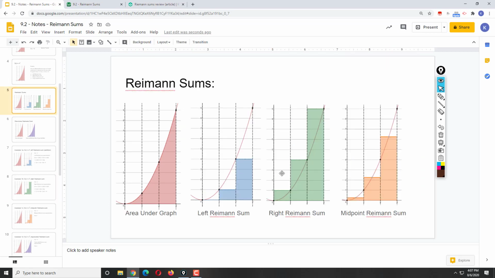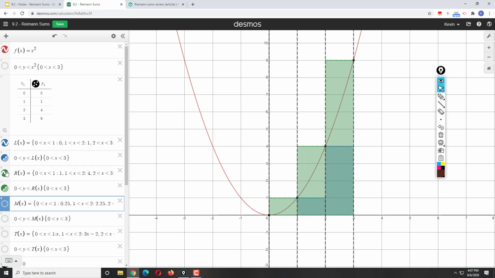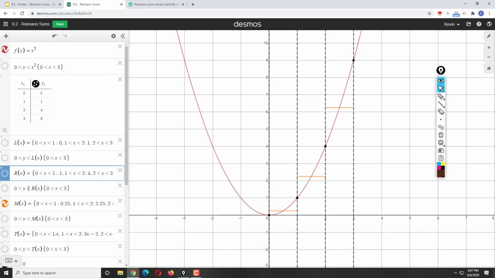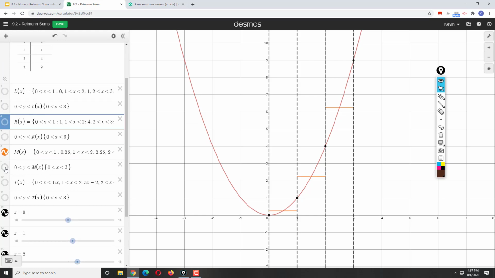Next, the midpoint Riemann sum. Instead of using the left or the right, here's the left again. We use the left endpoints. Here's the right. We use the right endpoints. We can use the midpoint instead. We use the value of the function in the middle of the interval, the midpoint of the interval. When we use the midpoint of the interval, there we go. The 3 rectangles look like this.